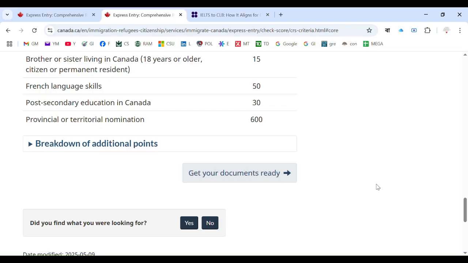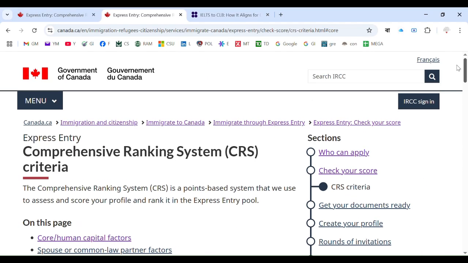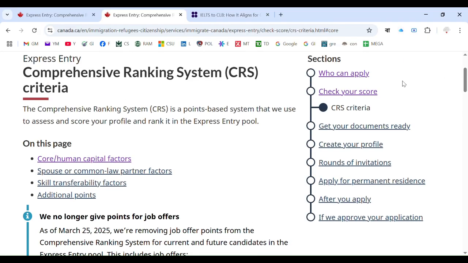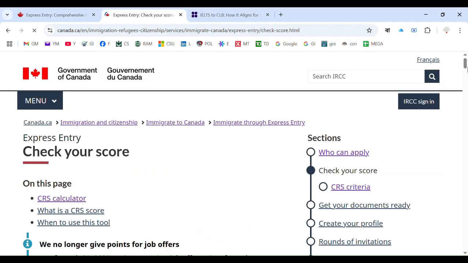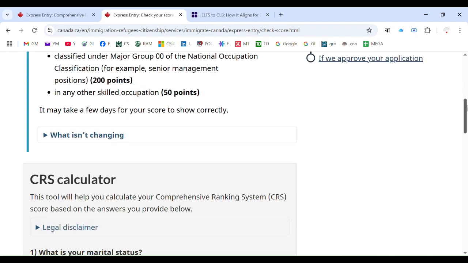But before that, I want to show you one major thing, which is how you can check your score, how you can calculate your score yourself. So let's click on here, check your score. Then you will be on this page. Here it is, the CRS calculator.